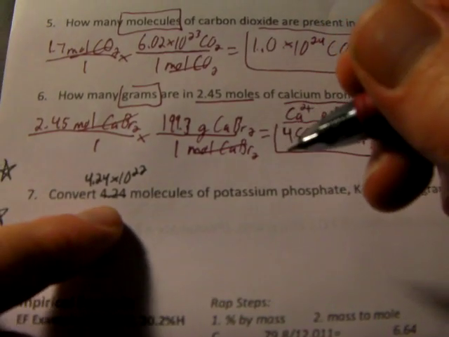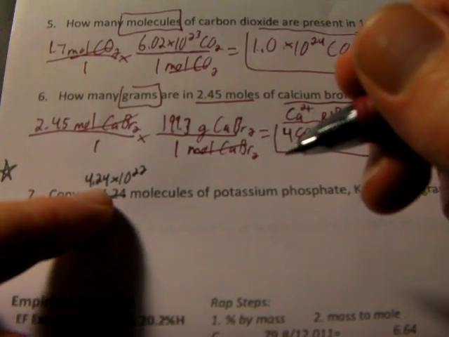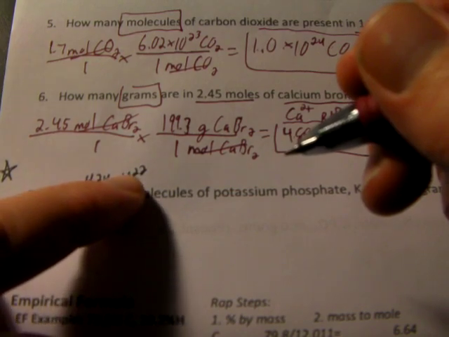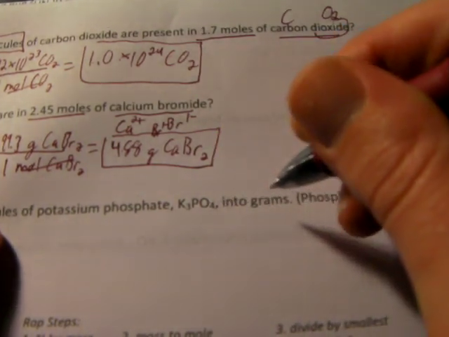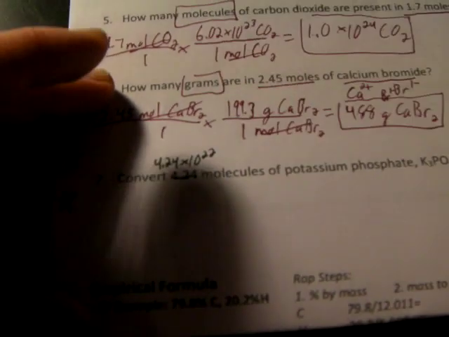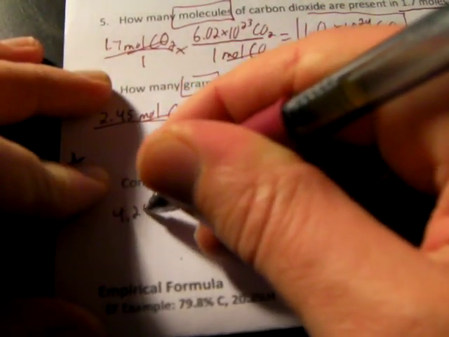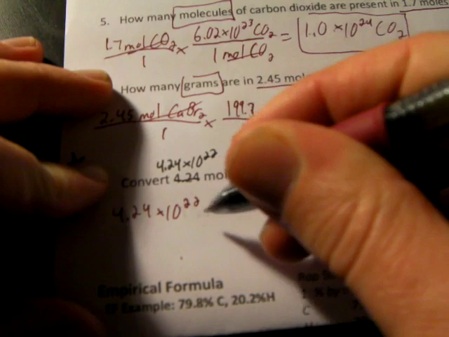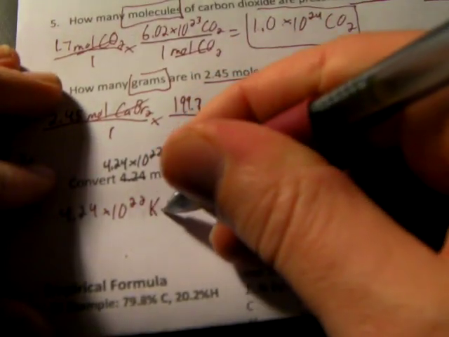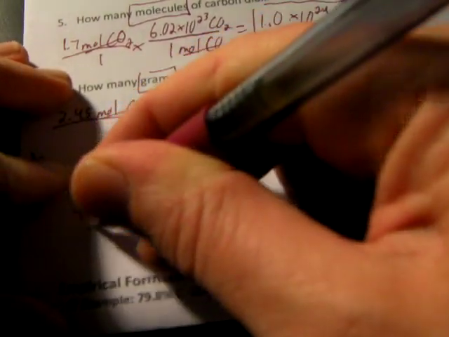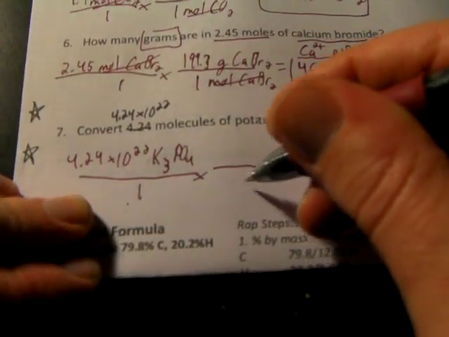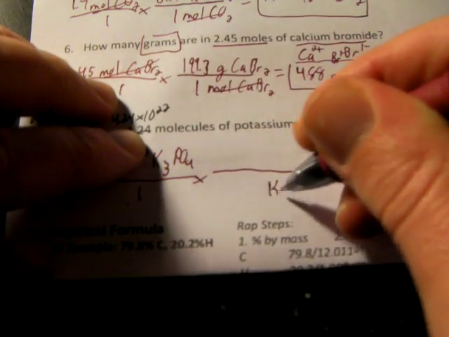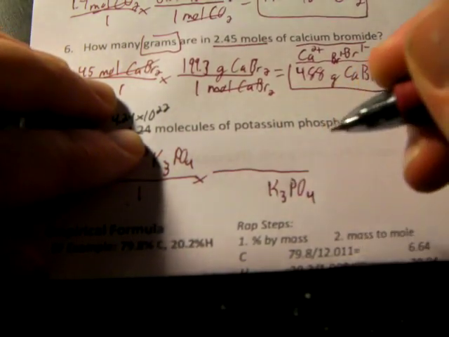So convert 4.24 times 10 to the 22nd molecules of potassium phosphate, K3PO4, into grams. So it's looking for grams. And so we have our given over 1, 4.24 times 10 to the 22nd molecules of potassium phosphate, K3PO4, over 1. Second step is always bring your units down, just everything but the number, so just molecules of potassium phosphate.